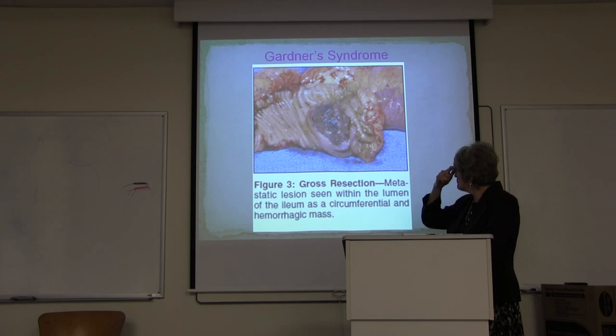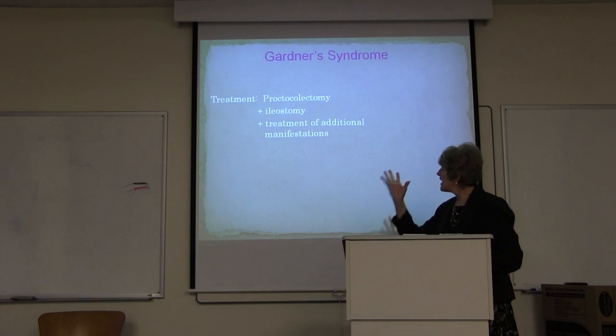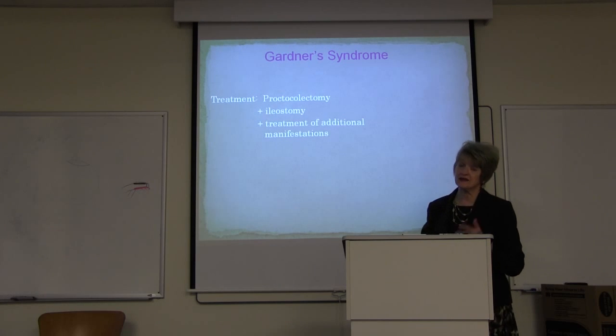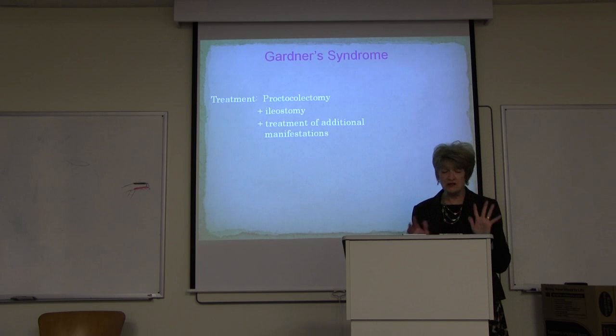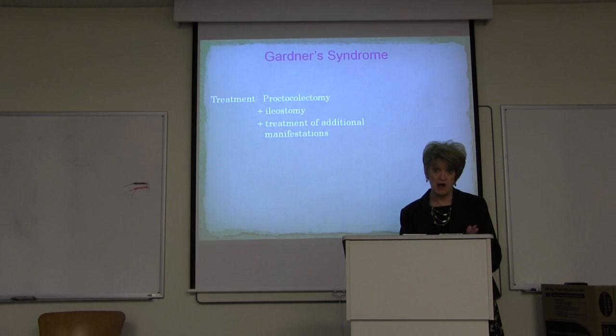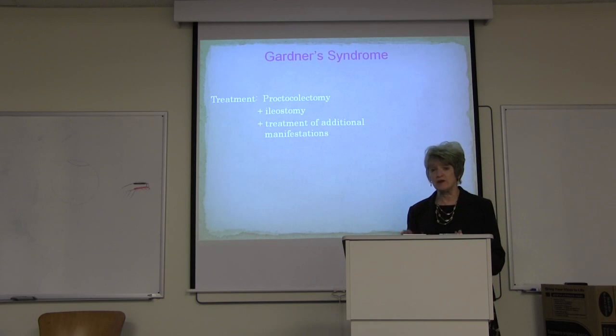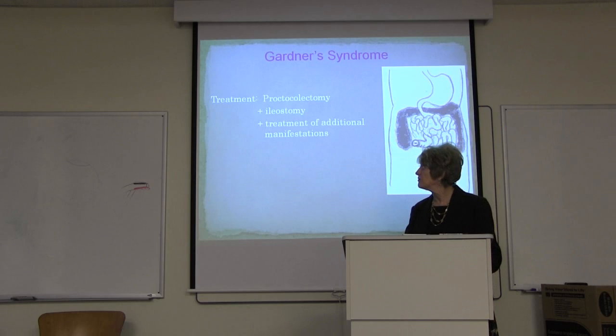And you can have malignancies elsewhere in the GI tract. There you see it in the ileum. So how do you treat Gardner syndrome? Basically the same way. Most of the polyps are in the colon, so usually they do go ahead and do a proctocolectomy and an ileostomy prophylactically to keep any of those polyps from becoming malignant. And beyond that is ongoing surveillance and treatment of any additional lesions that occur.